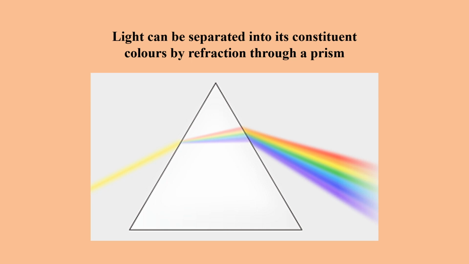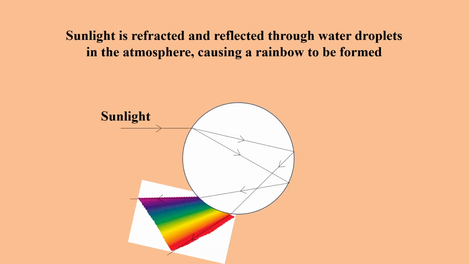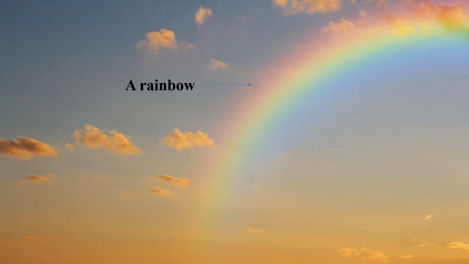We can see this effect in daily life by the formation of rainbows. A rainbow is formed when sunlight is reflected and refracted through water droplets in the atmosphere. This series of reflection and refraction separates the sunlight into its constituent colors, causing a rainbow to be formed.